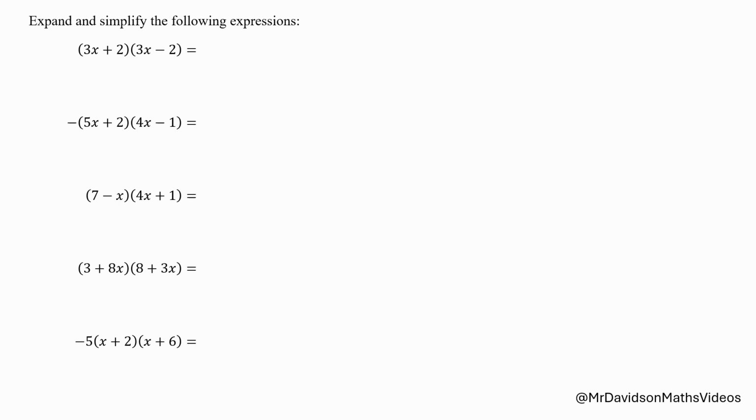So we have now an array of double brackets to expand. So going through this, 3x times 3x gives us 9x squared. 3x times minus 2 is minus 6x. 2 times 3x is plus 6x. And then 2 times minus 2 is minus 4. So this just gives us 9x squared. The minus 6x and the plus 6x cancel each other out. So it just gives us 9x squared minus 4.